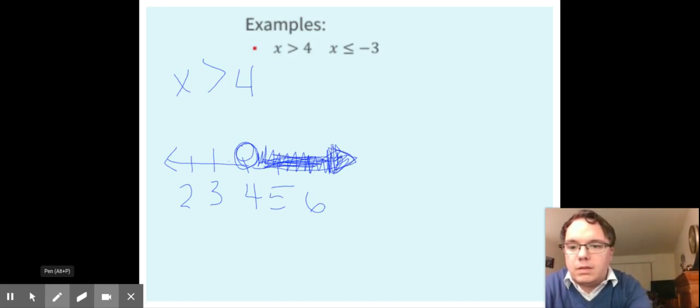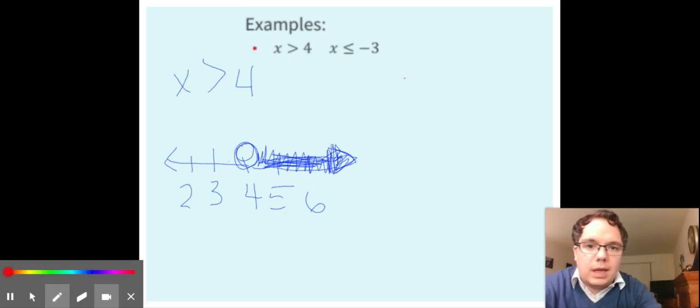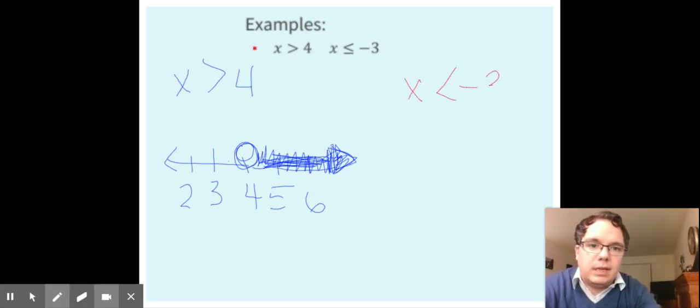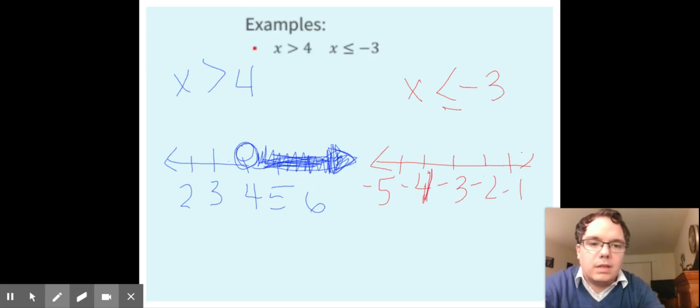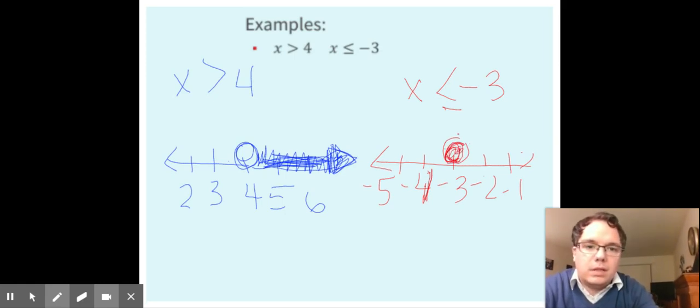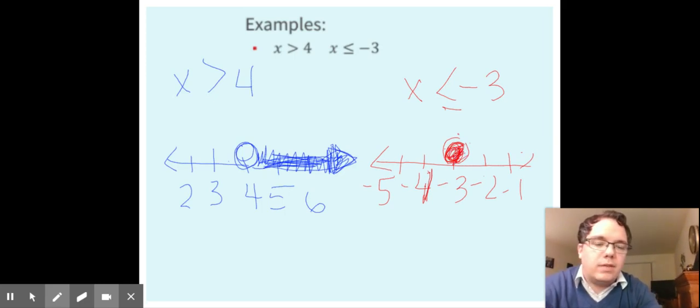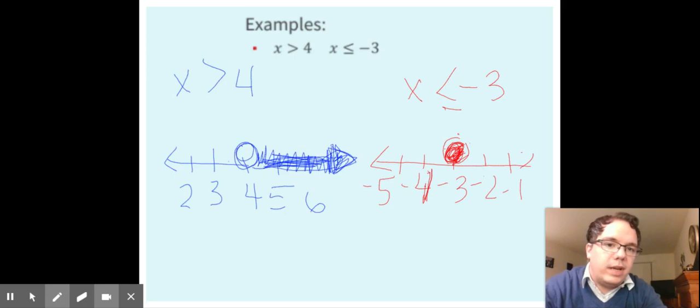All right. So for x is less than or equal to negative 3, we're going to still have a number line, and we're still going to have at least 5 numbers. At negative 3, we are going to put a closed dot because of that or equal to symbol, which shows that negative 3 could be a solution. If I put a negative 3 up above, it would work. So that is why I want a closed dot.